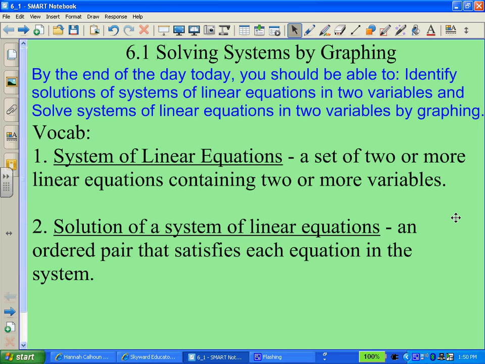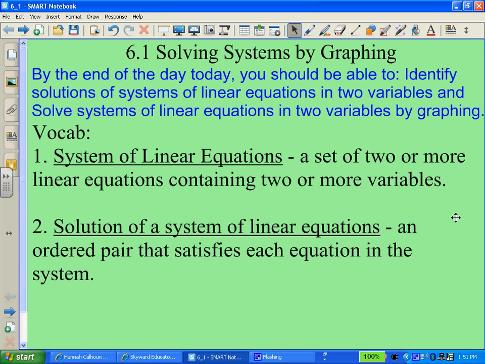Hello there. We're getting ready to start one of my favorite chapters of the year, and that is chapter 6, which talks about how to solve systems of equations. And what we're going to do is actually learn 3 different methods of how to solve systems of equations. And the first method we're going to talk about today in section 1 is graphing.